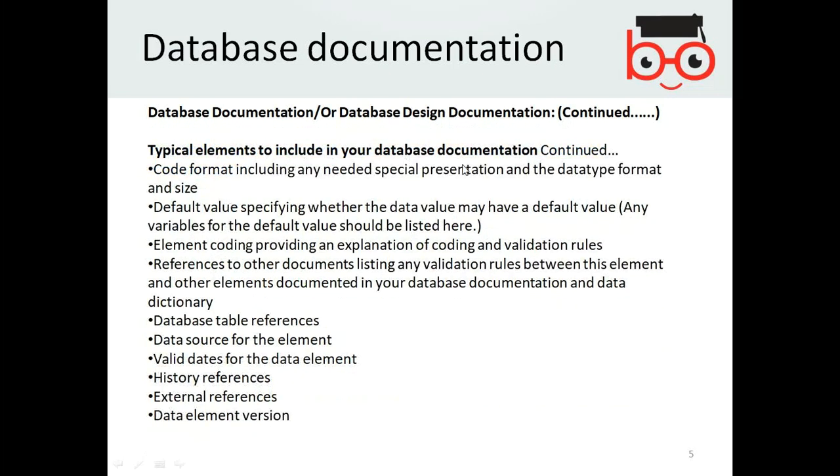Typical elements to include in your database documentation are the code format, including any needed special presentation, and the type format and size. In addition to the elements, you should be able to decide the format of that particular data element, that is, the type of that data element. Obviously, the default value specifies whether the data value may have a default value. Any variables for the default value should be listed here.